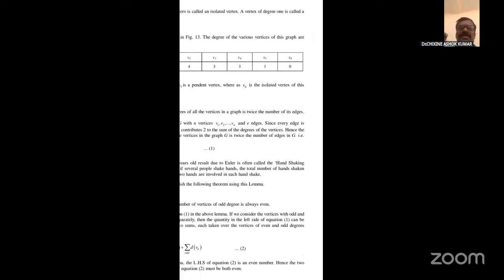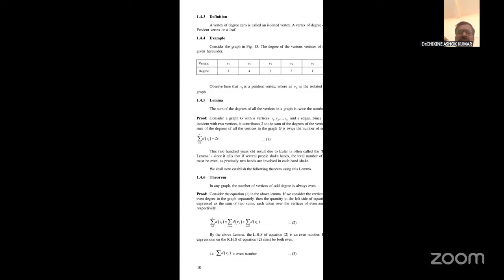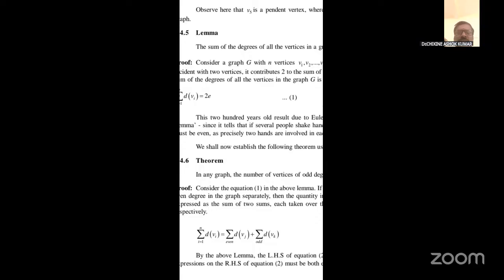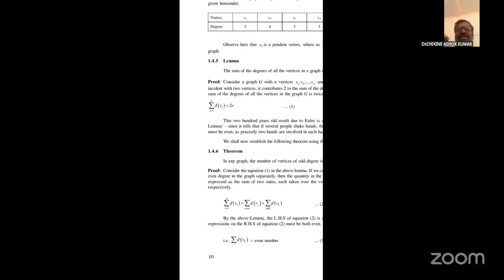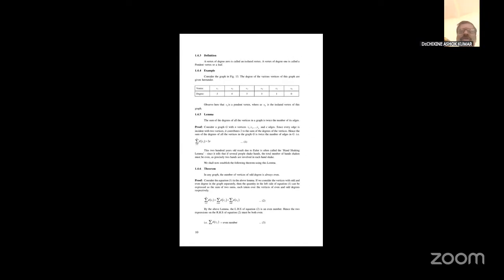Next, this is one theorem. We will discuss this theorem next class. Before stopping the class, still we have 5 minutes. Just I will explain the in degree, out degree. Yes, in degree, out degree.